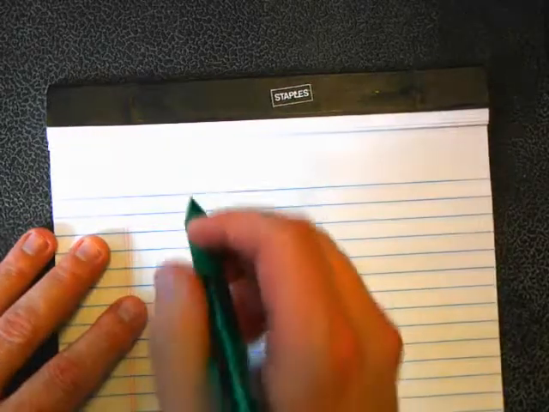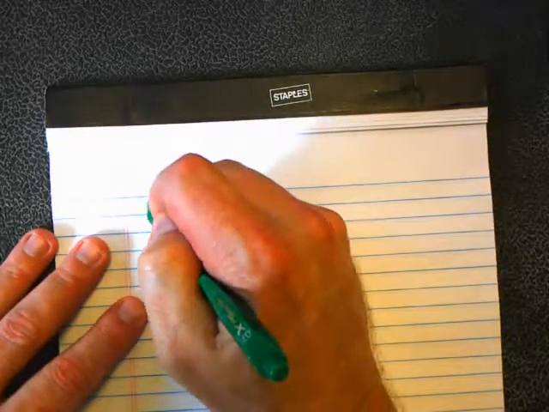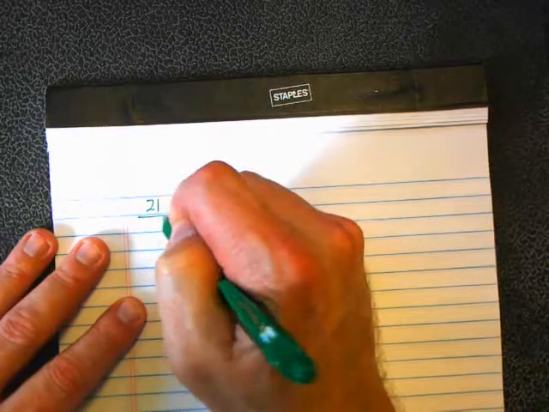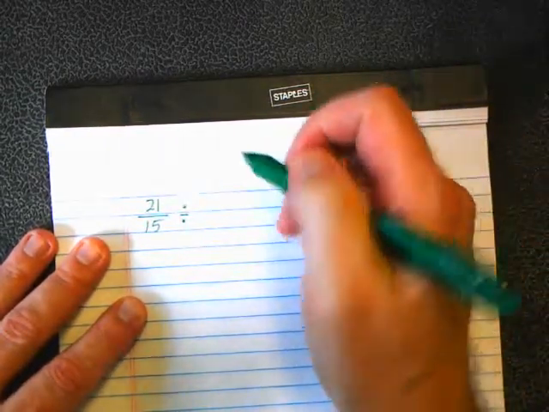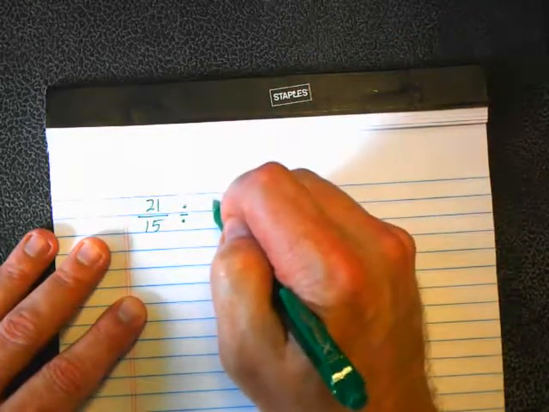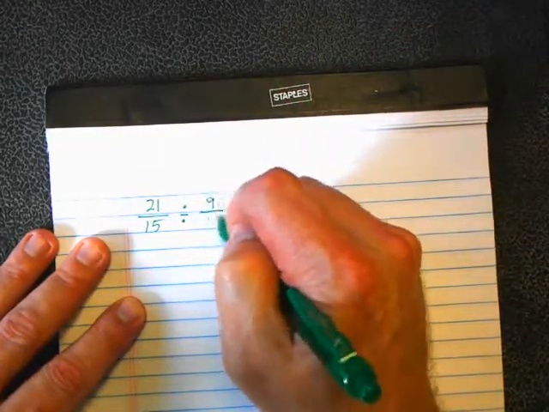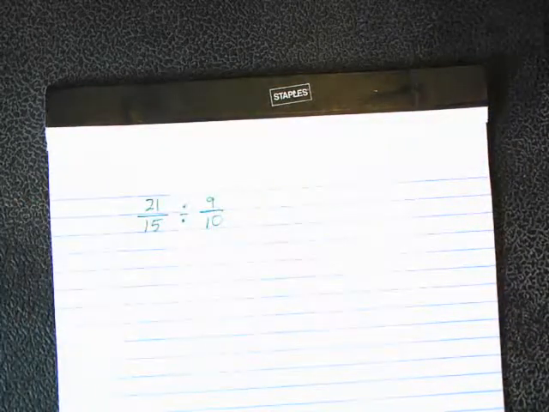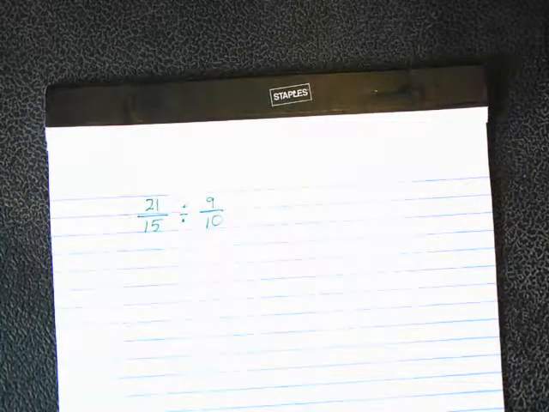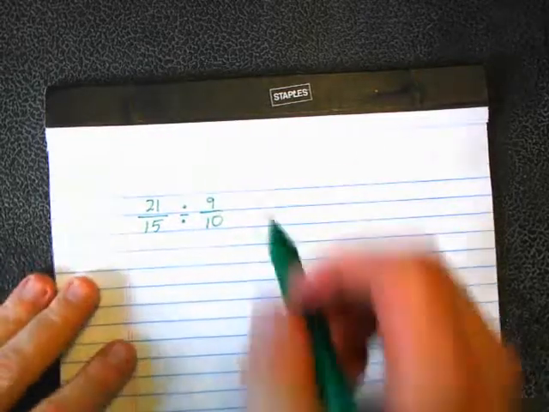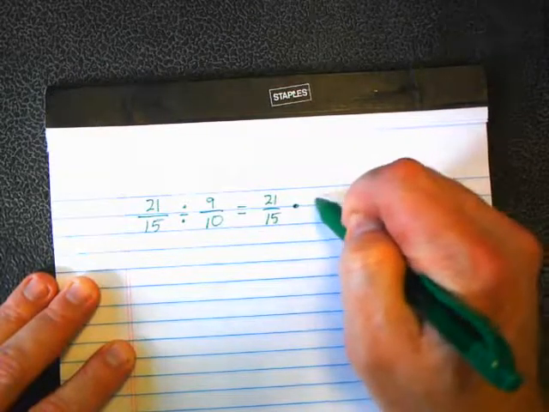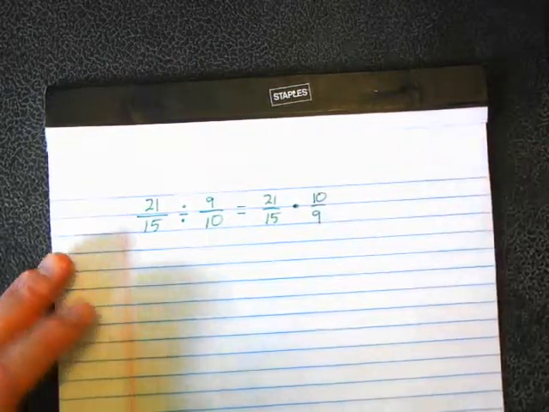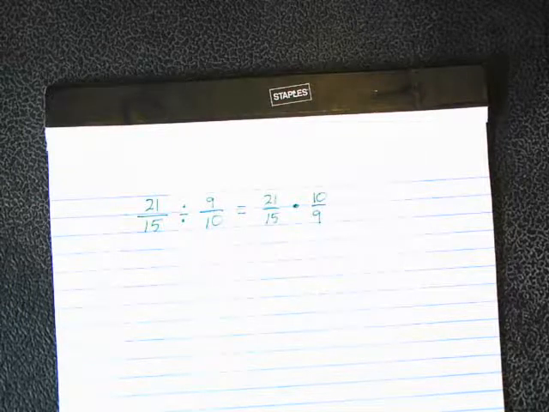All right, how do you divide two fractions? How do you take, I don't know, 21 over 15 and divide by 9/10? You flip the second one, and it changes to multiply. All right, so what you're telling me is this becomes 21 over 15 times 10 over 9. I flip the second one, and it changes to multiply.